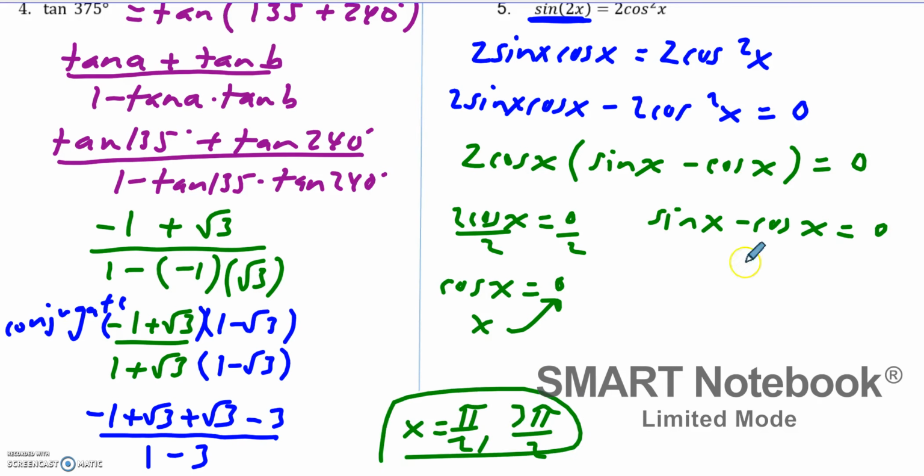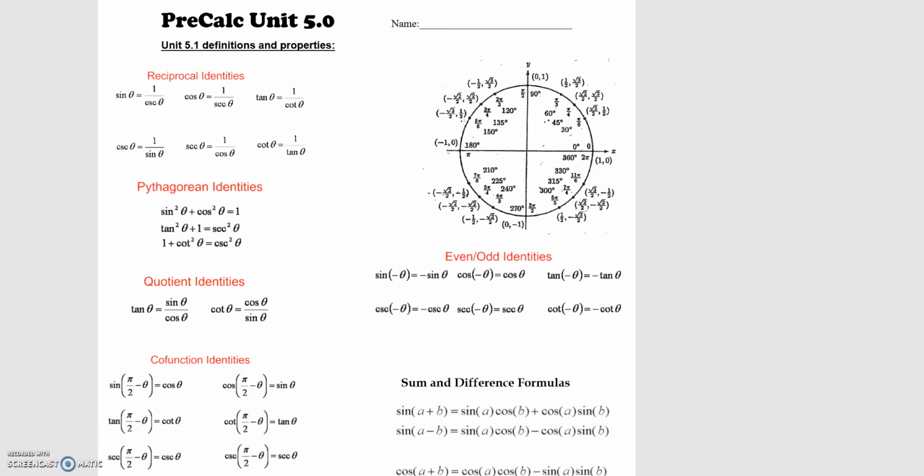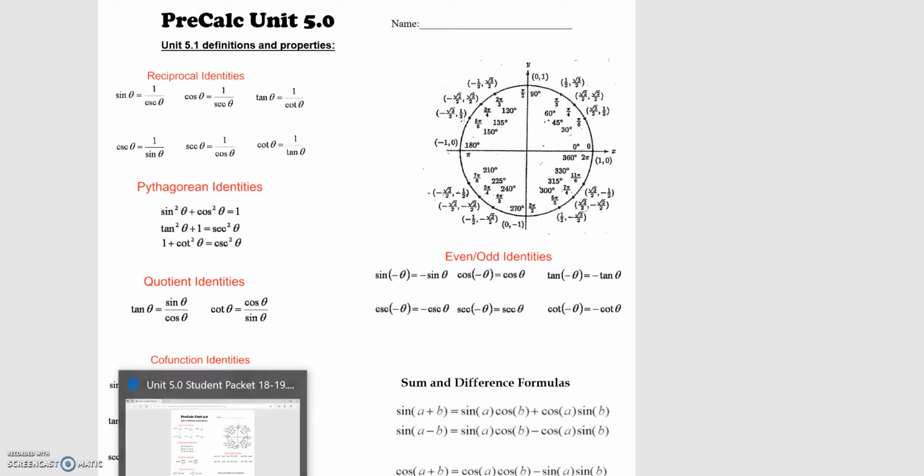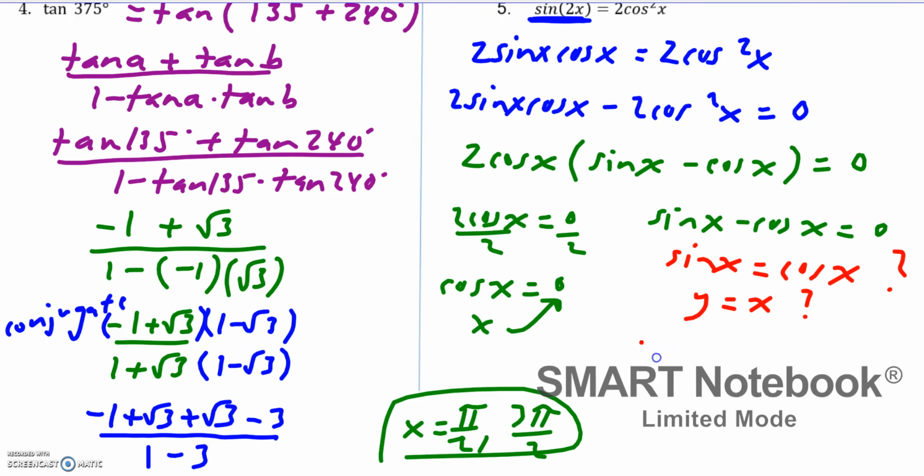Now the second piece is a little strange, but think of it this way. If you move the cosine back over, you're asking where, at what angle, do your y values equal your x values? So if we look at the unit circle, the only places that the x and the y are the same is at pi over 4 and at 5 pi over 4. That's the only place on the whole thing that both x and y are the same value. So my two answers would be pi over 4 and 5 pi over 4.